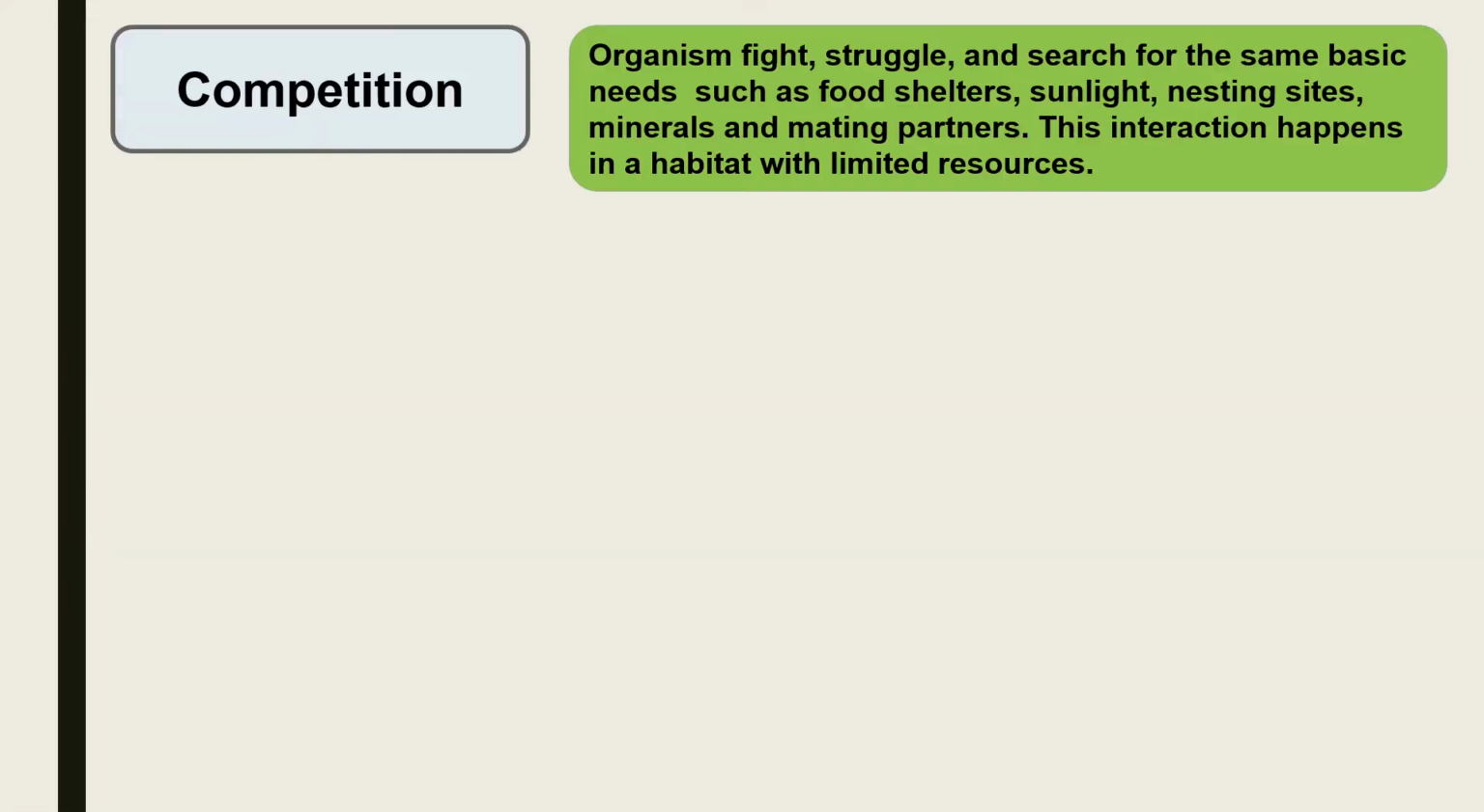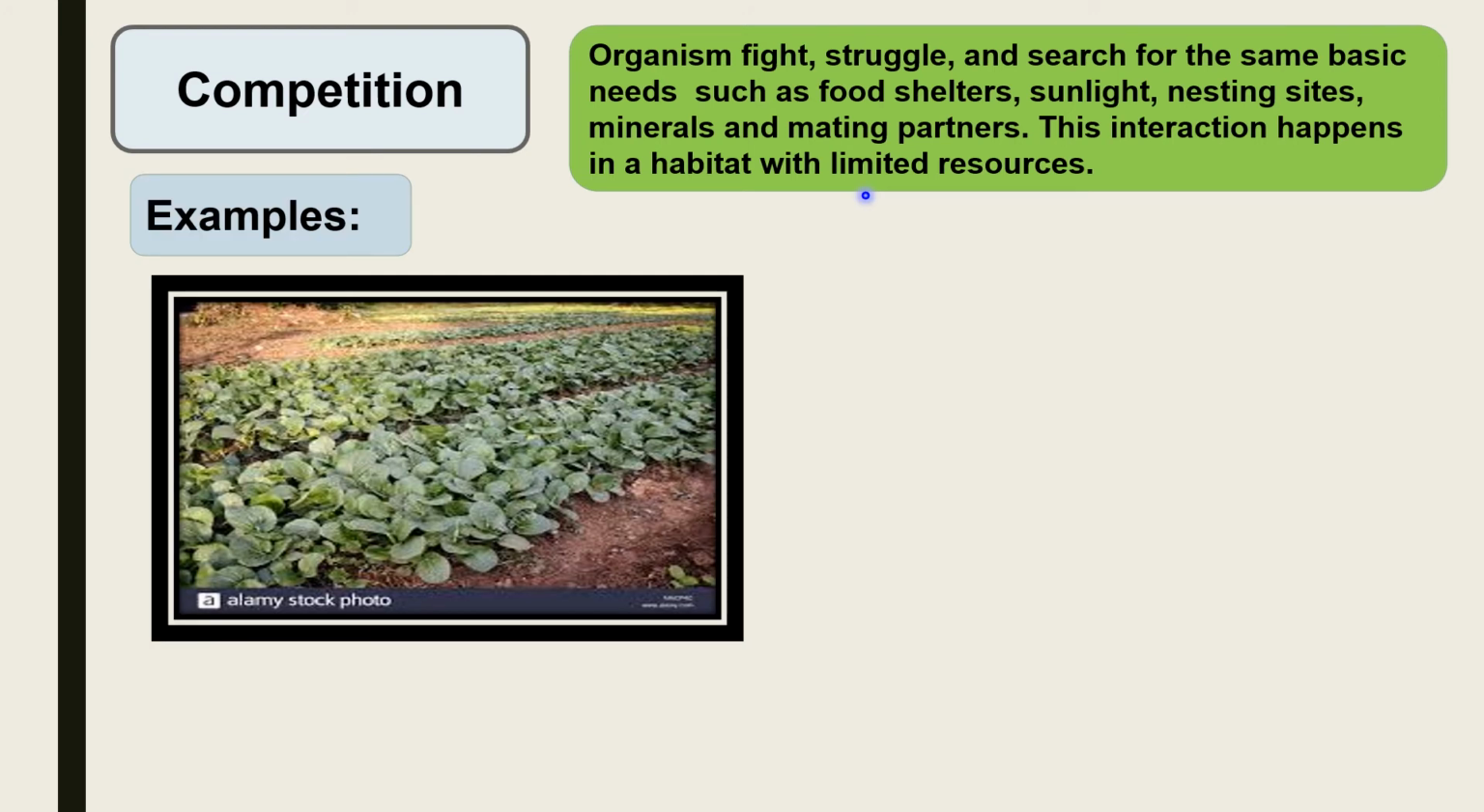Next, competition. Competition is when organisms fight, struggle, and search for the same basic needs, such as food, shelter, sunlight, nesting sites, minerals, and mating partners. The interaction happens in a habitat with limited resources. So in this part, competition, as you can see in the first picture, that is the plant farm of the petchay. As you can see, there's a limited source of soil. So there are lots of petchay plants.